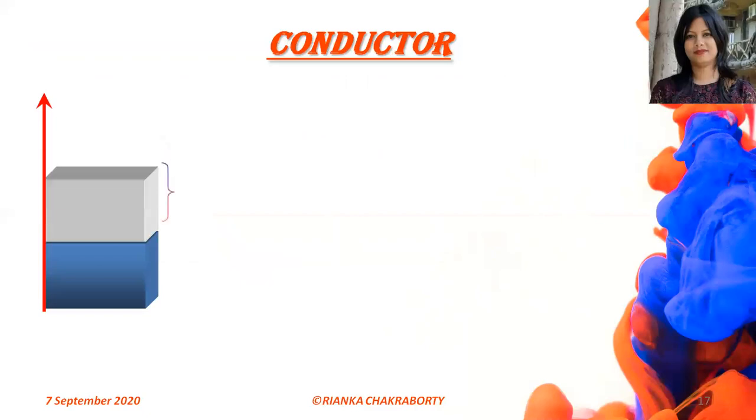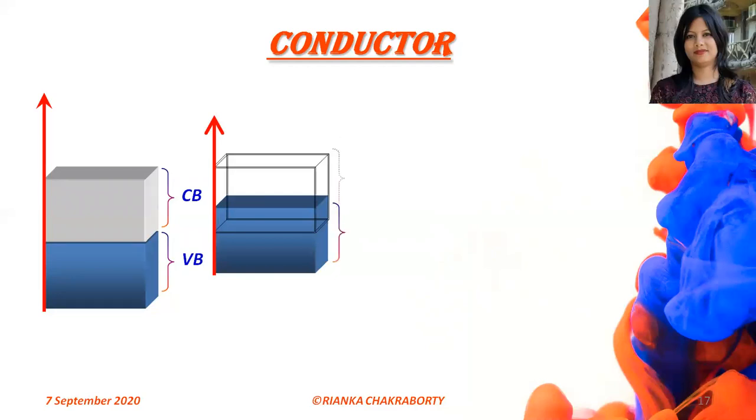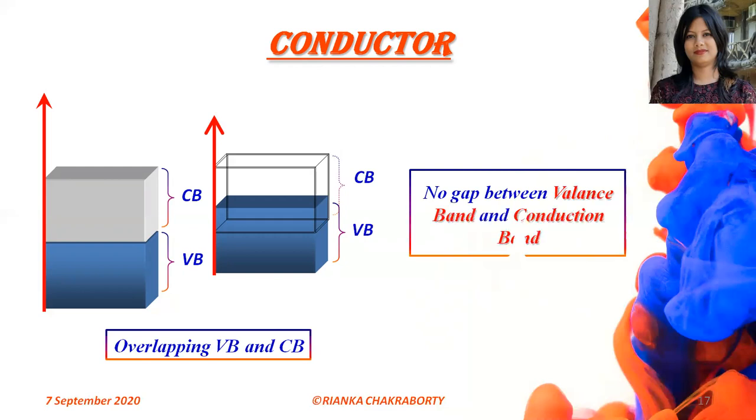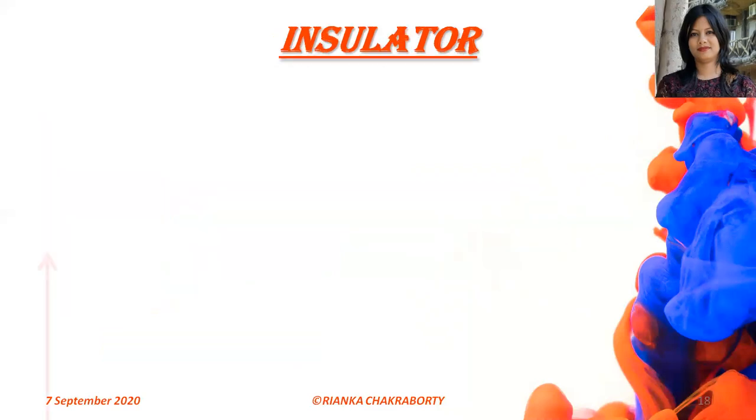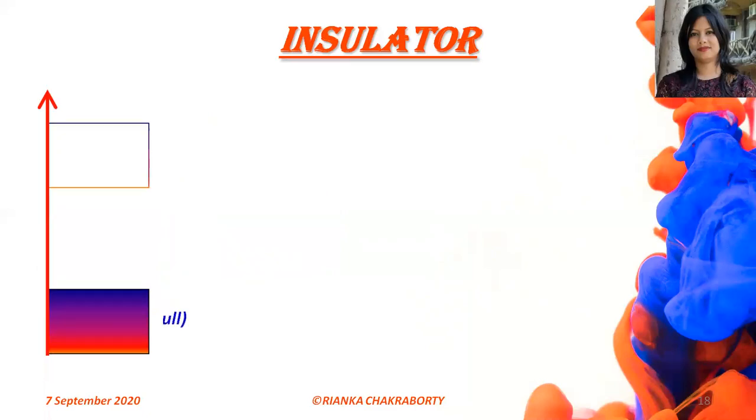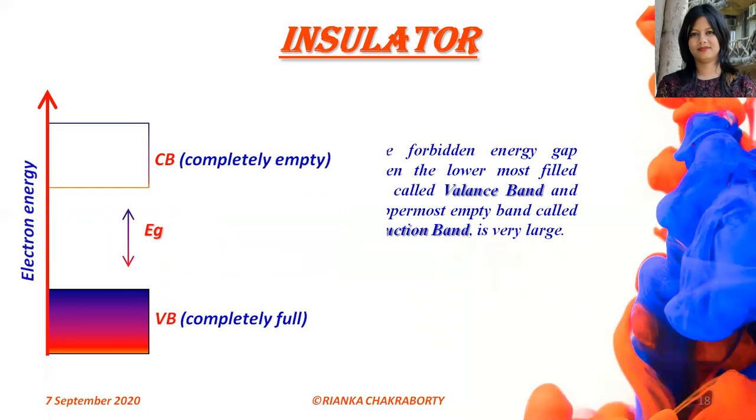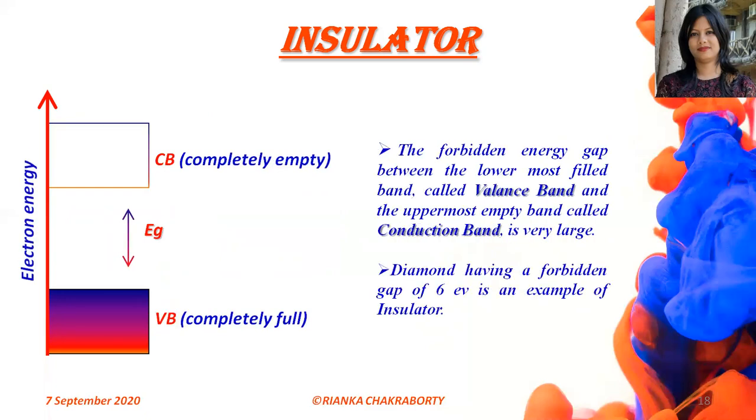So, what is a conductor? A conductor is a type of material where the forbidden energy gap does not exist, like the valence band and conduction band overlap each other. It has higher conductivity and low resistivity. In case of an insulator, the forbidden energy gap is extremely high. It has extremely low conductivity and high resistivity. We know diamond is an insulator whose forbidden energy gap is 6 electron volts.